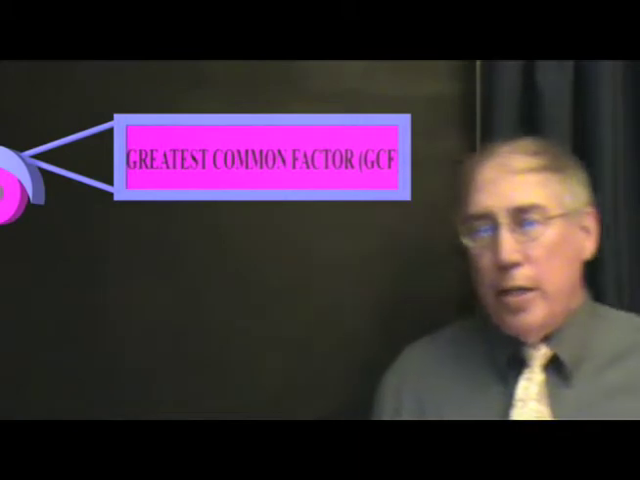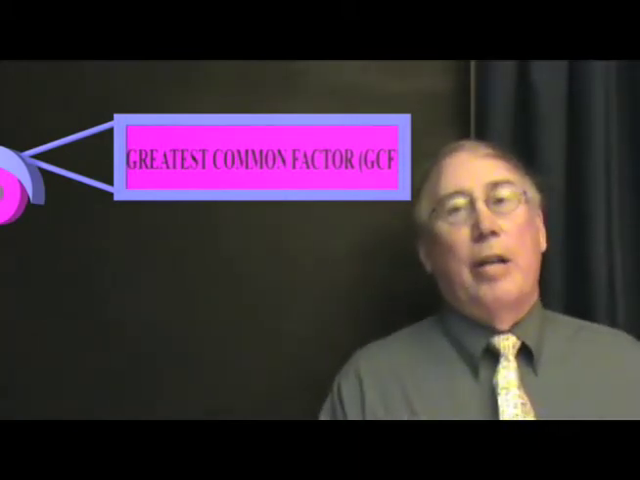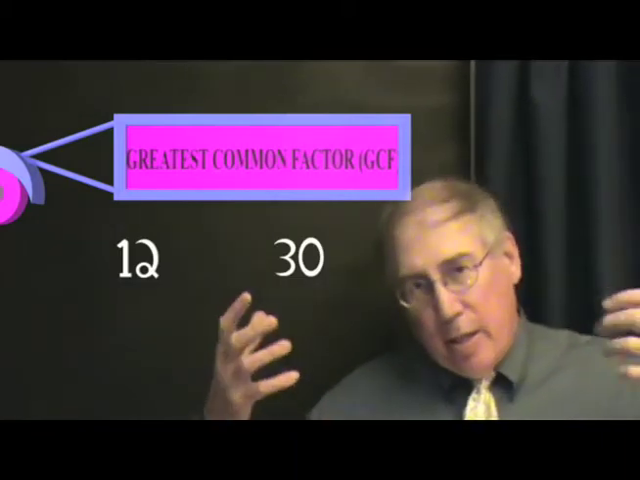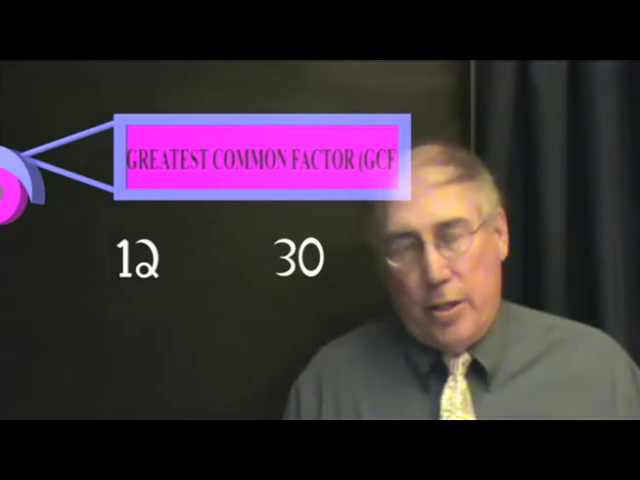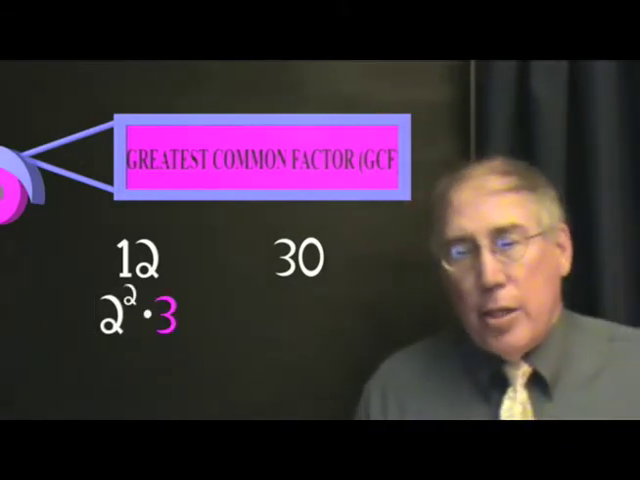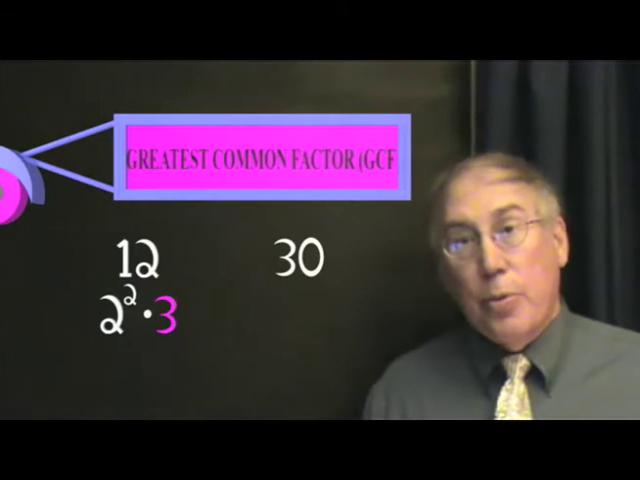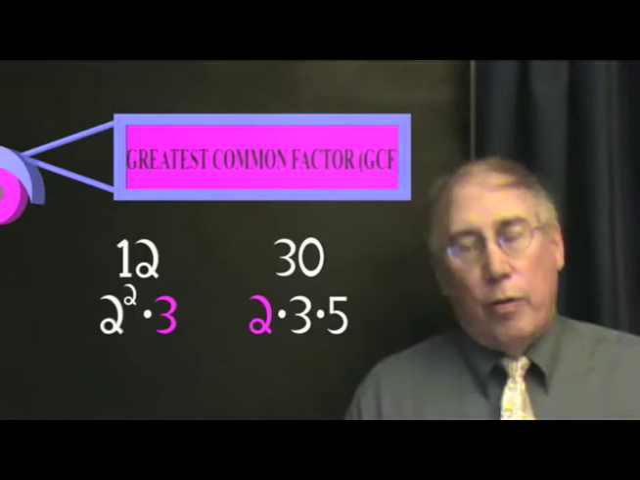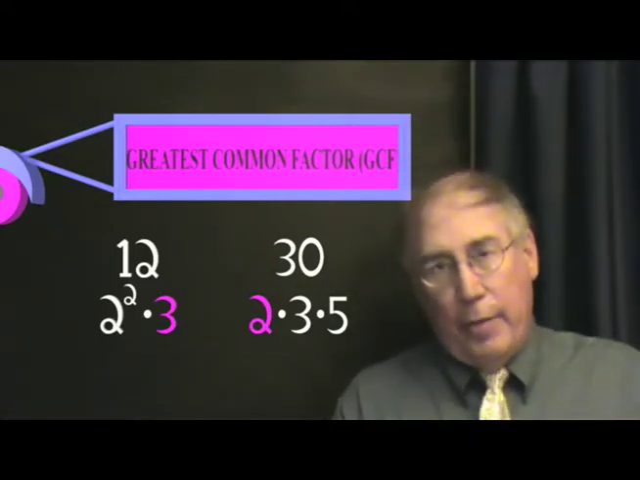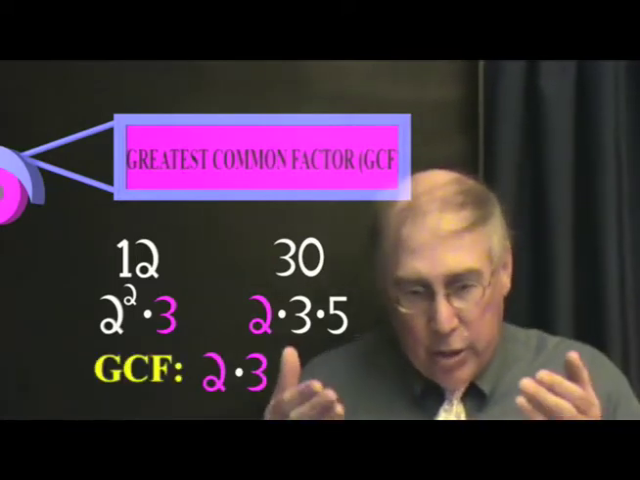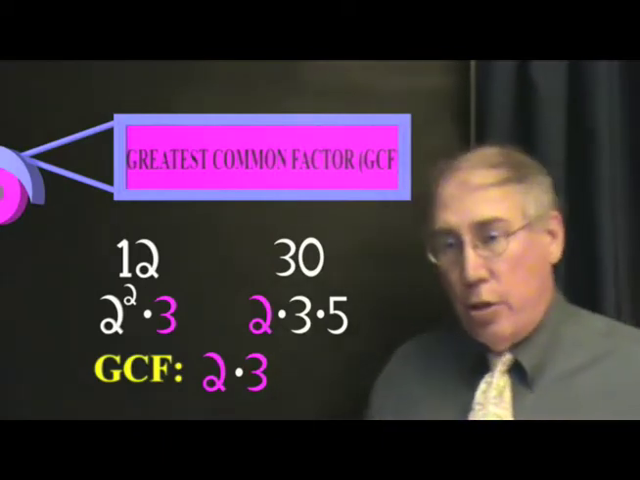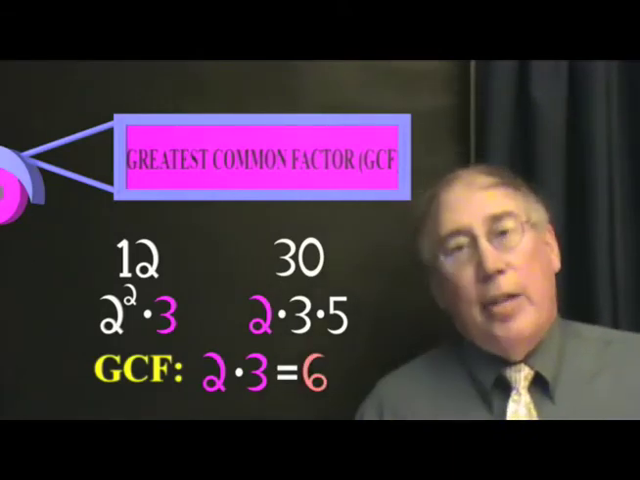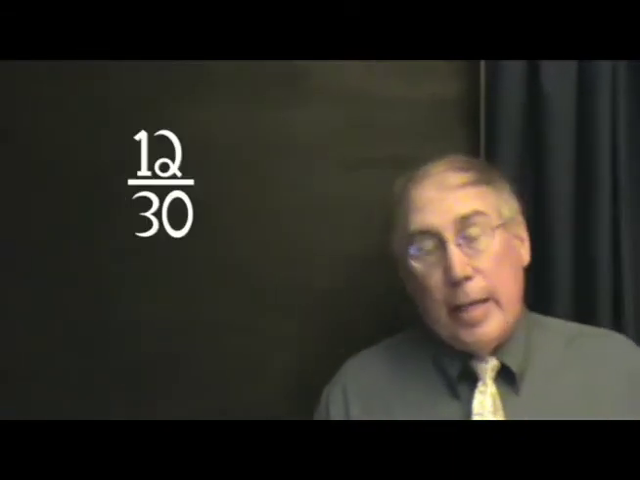Now, let's look at the greatest common factor represented by GCF. We're going to use something like what we did in the last lesson, prime factorization. So let's look at 12, and that's 2 squared times 3. And then let's look at 30. It's 2 times 3 times 5. Look for the lowest factors that they have in common with the smallest exponents. In this case, it's a 2 and a 3. Multiply those together, and that gives you 6. That is the largest number that will divide into both of those numbers.